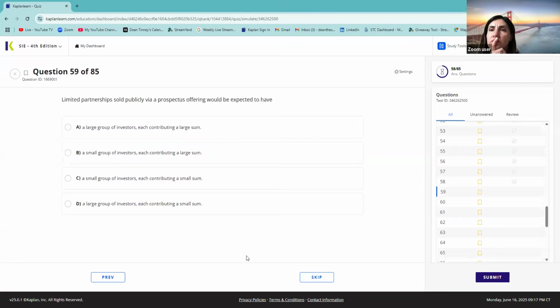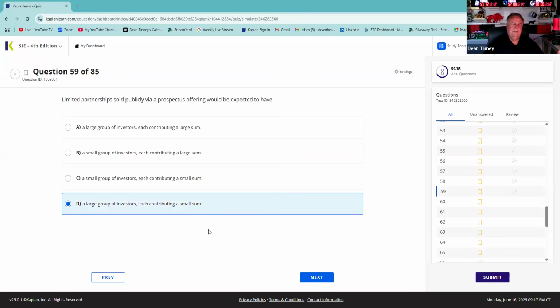Limited partnerships sold publicly via prospectus would be expected to have... That's kind of a stupid question, but a large group of investors. Yeah, it's a public program. And then let's see, D, a large group of investors, each contributing a small sum. Yeah, I think, excellent. That's actually it. I think it's kind of stupid.